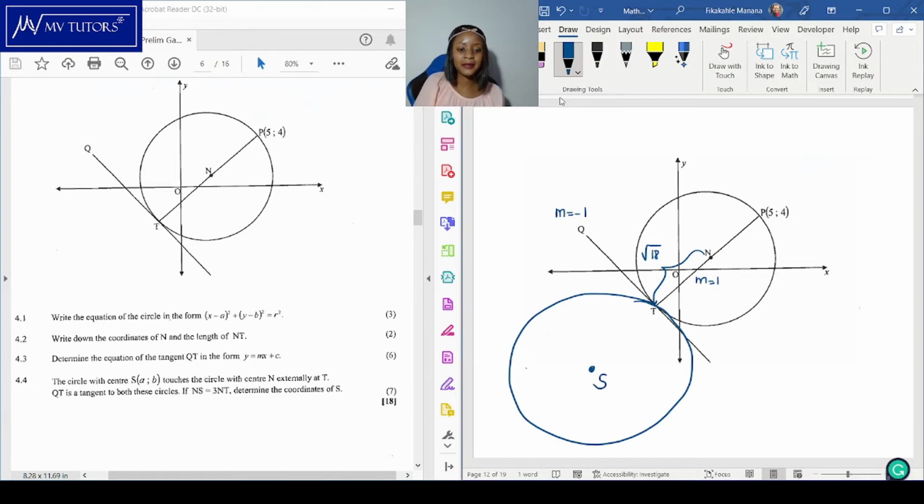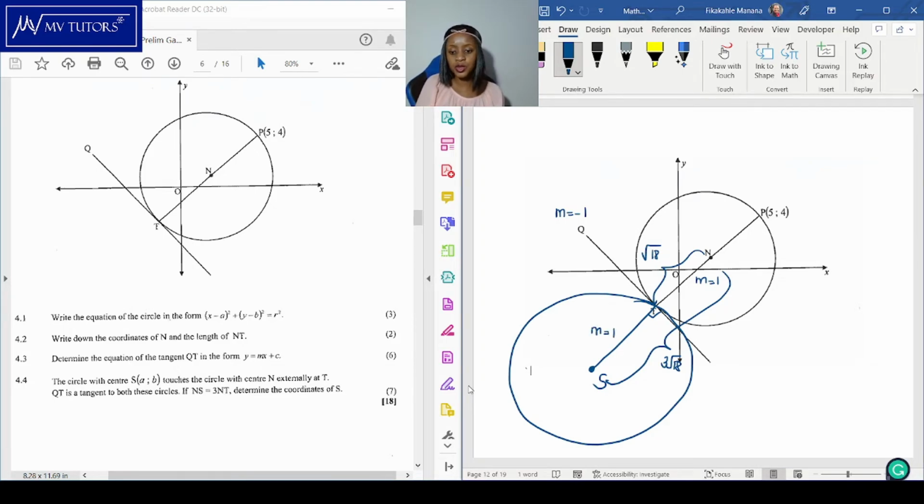But basically, NS, which is this whole length over here, is equal to 3 times NT, and we know NT is root 18, so 3 times root 18. Okay, and then we know that from the center of a circle to the circumference, it is at 90 degrees to a tangent line. So we also know that the gradient here would be 1.